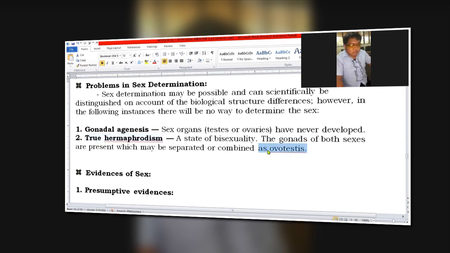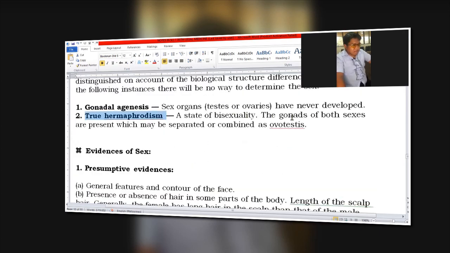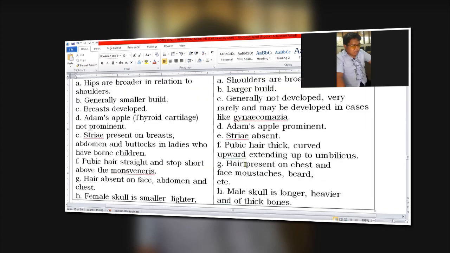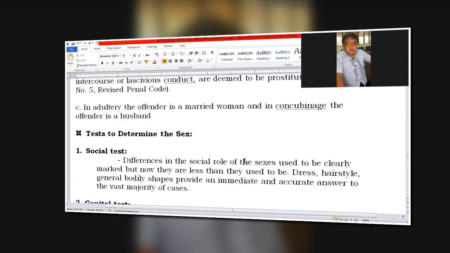Yan. So, paano kung yung taong yan is meron siyang testes, meron pa siyang ovaries, then that is two in one. And we call that as true hermaphrodism. Okay? So, I will end my discussion on that, and there are other discussions here. We will discuss that in the next presentation.